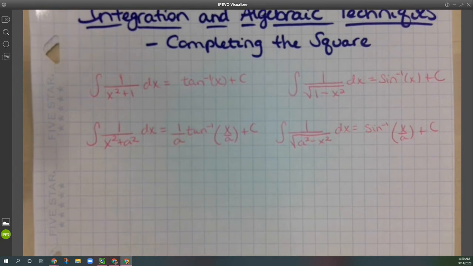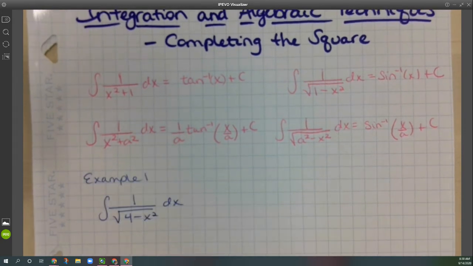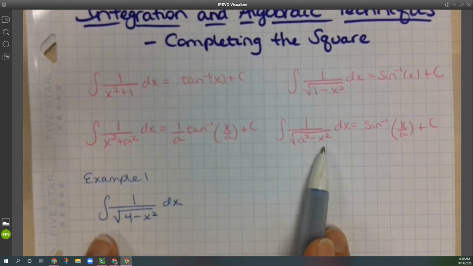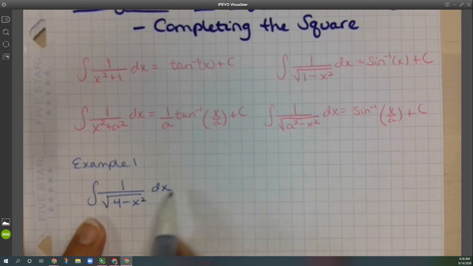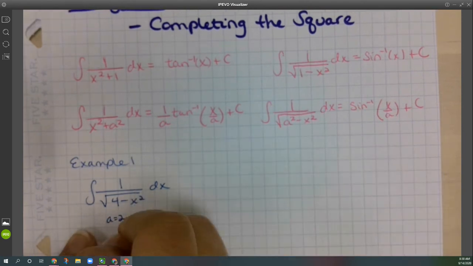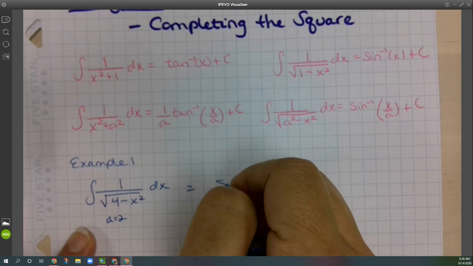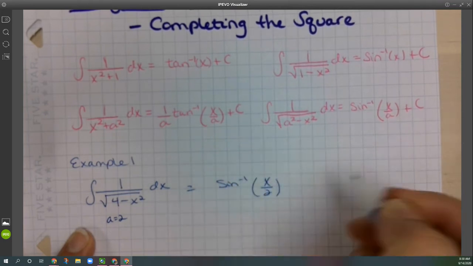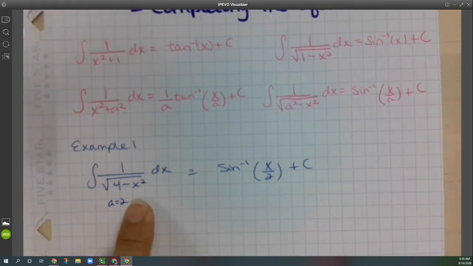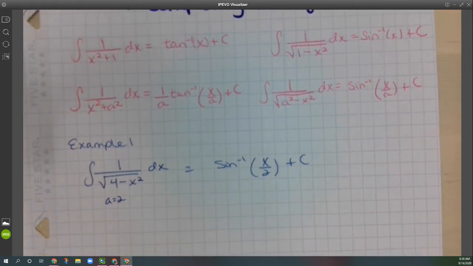So I'm going to start with a really simple example. This example does not involve completing the square, just showing how to apply one of these rules. Hopefully you can see, because of the square root, that we're going to be using the inverse sine rule. If this is a squared minus x squared, as is shown here, then my a would have to be equal to 2. So this is equal to inverse sine of x over 2 plus c. That's how we would use the rule for a simple version of this type of problem.